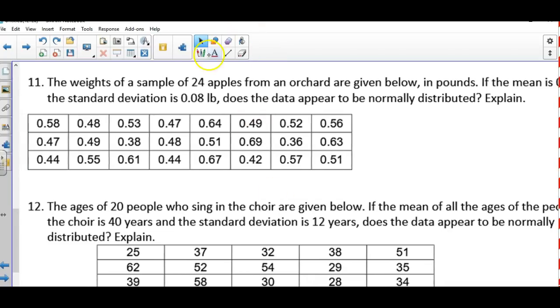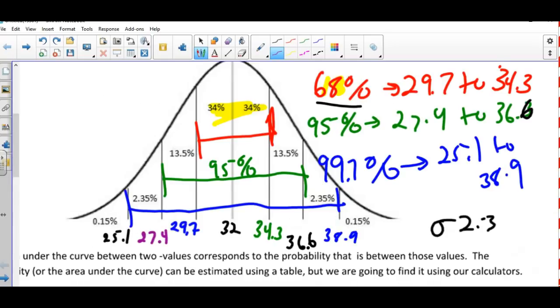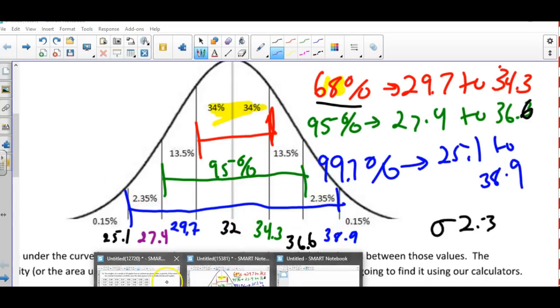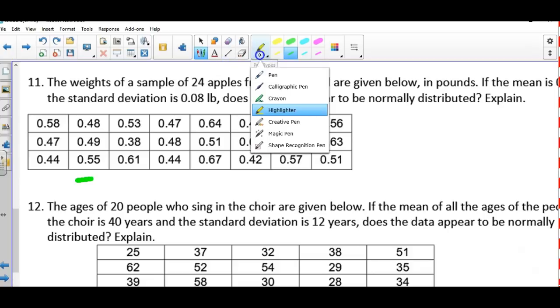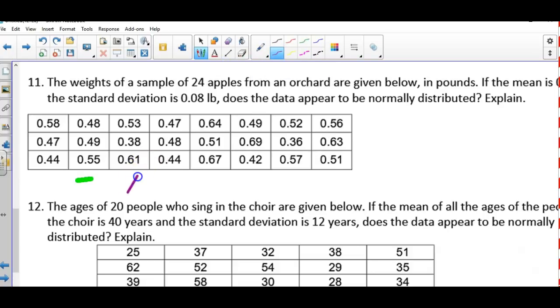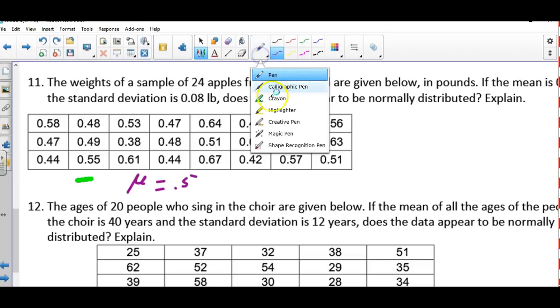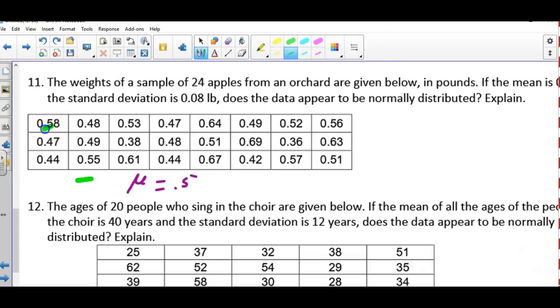If you remember a normal distribution, if you have the mean, and I can go back to one of these other examples, this is the mean. Half the data should be on this side, half the data should be on this side. That's what we're going to do. We're going to see if half the data is on one side and half the data is on the other side. We know that the mean, mu, is 0.5. So we're going to look and see what's above.